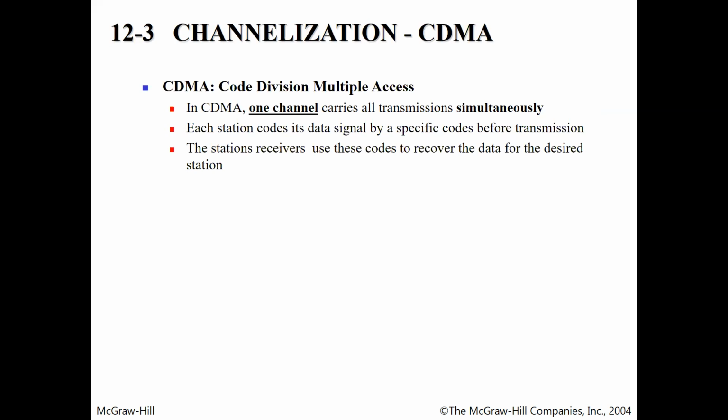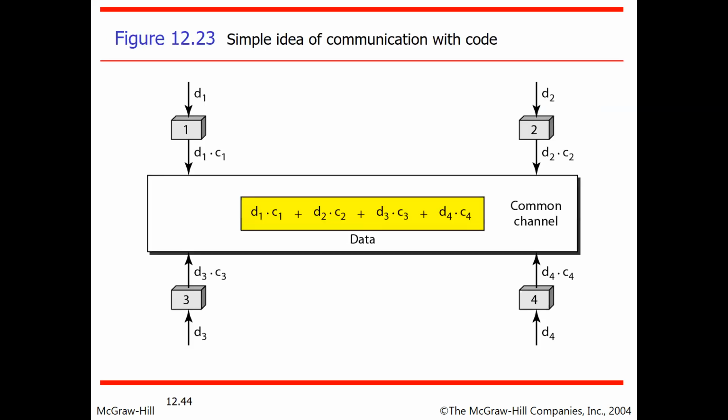Which means every station is going to code its data with a specific code that is unique to that user before transmission. And once this transmitted data is received by a particular receiver, the receiver will then use the code that was used by the specific sender in order to recover the desired data. So let's take an example of how exactly it works. We'll start off on a simple note.